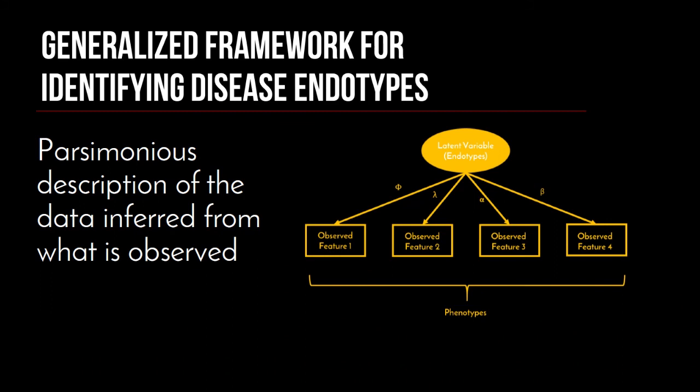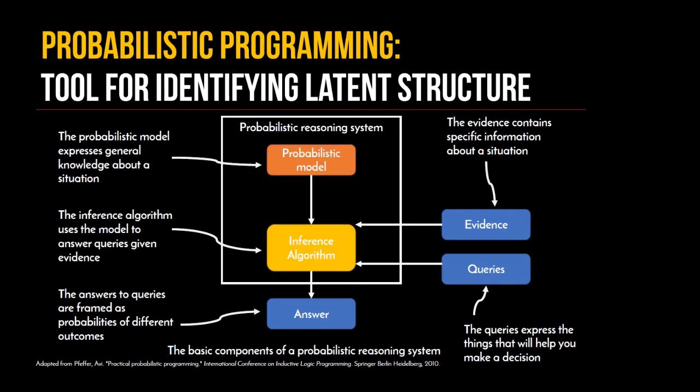We can look at latent variable modeling as a way of dimensionality reduction, where we have some observed features, for example, on a healthcare record. We have lots of symptoms that we see, and we want to see whether these symptoms can elucidate some sort of structure or some sort of categorization. And the tool we use for identifying that latent structure is probabilistic programming or probabilistic reasoning.